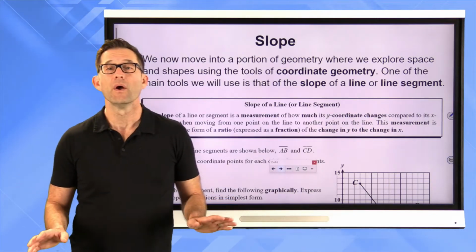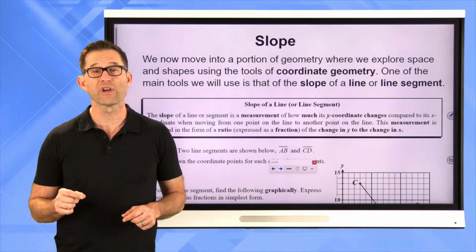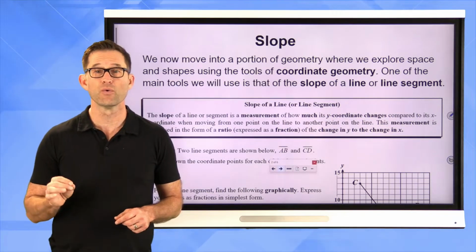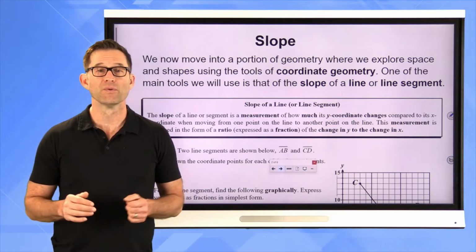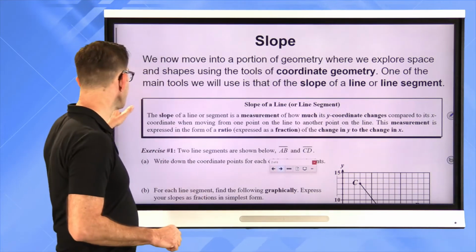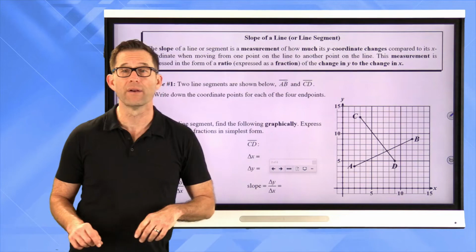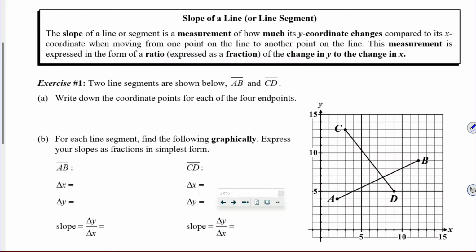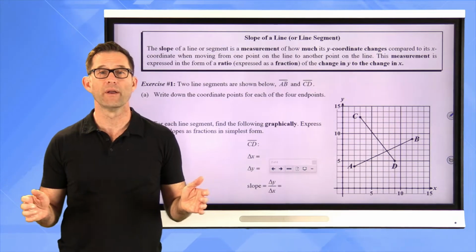All right, slope. We now move into a portion of geometry where we explore space and shapes using the tools of coordinate geometry. One of the main tools we will use is that of slope of a line or a line segment. So let's take a look at the definition of the slope of a line or a line segment. The slope of a line or segment is a measurement of how much its y-coordinate changes compared to its x-coordinate when moving from one point on the line to another point on the line. This measurement is expressed in the form of a ratio, expressed as a fraction, of the change in y to the change in x.